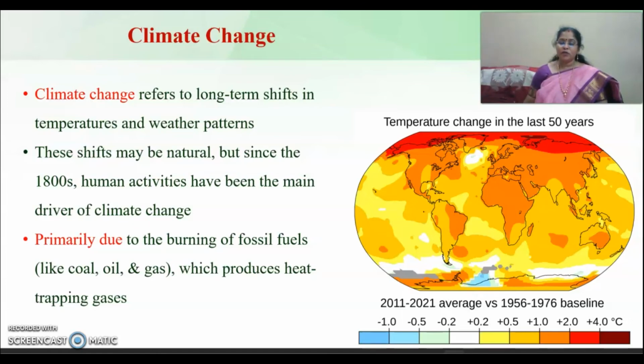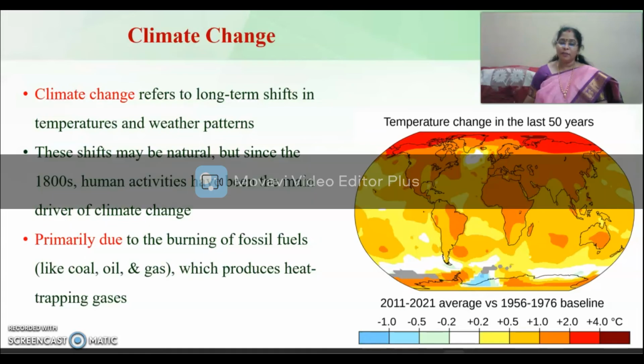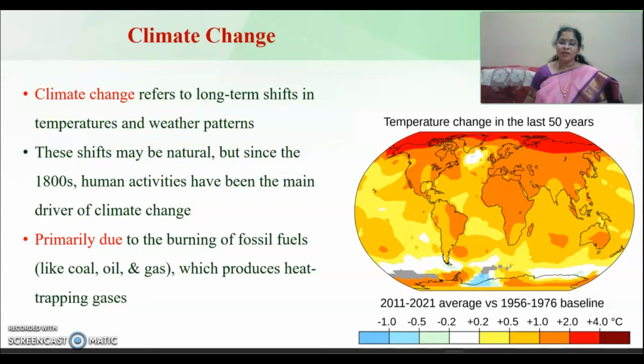What is climate change? Climate change refers to a long-term shift in the temperature and weather patterns. We were having seasons, summer, winter, autumn, spring and all that. But nowadays we are not having those seasons. That is due to the climate change.